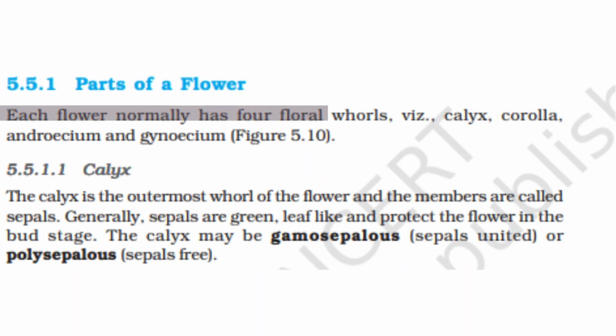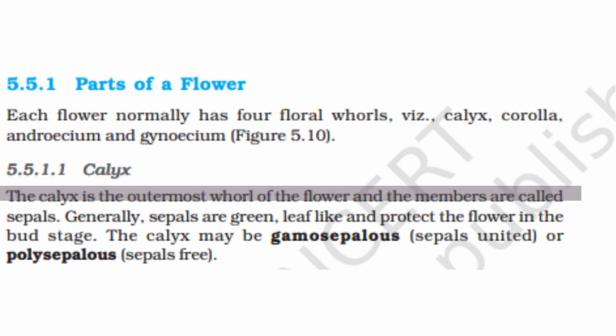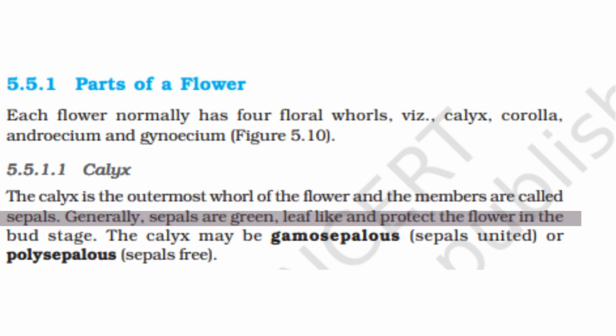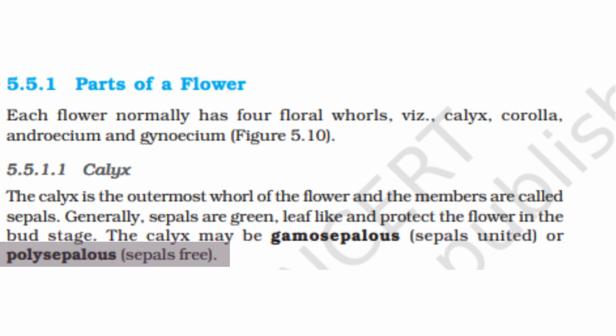Parts of a flower. Each flower normally has four whorls, which are calyx, corolla, androecium and gynoecium. Figure 5.10. Calyx. The calyx is the outermost whorl of the flower, and the members are called sepals. Generally, sepals are green, leaf-like, and protect the flower in the bud stage. The calyx may be gamosepalous, sepals united, or polysepalous, sepals free.